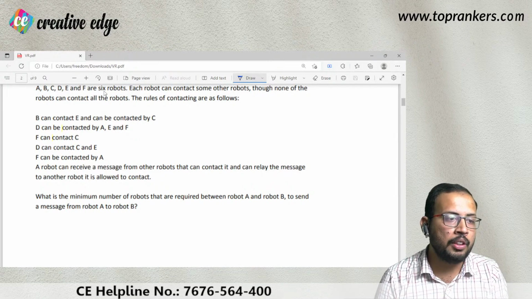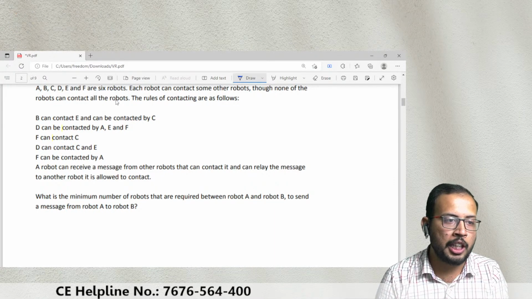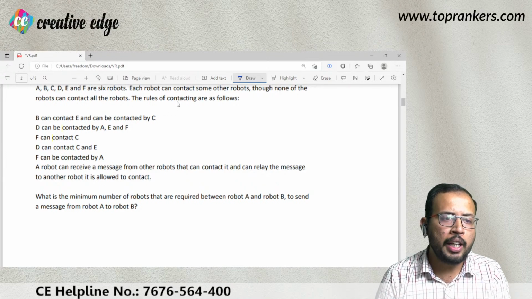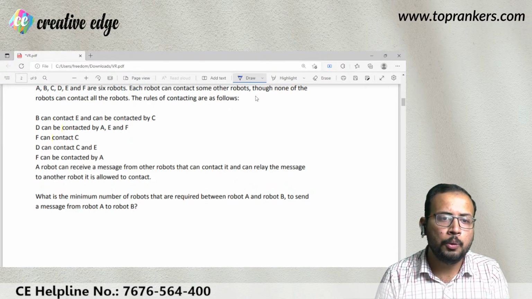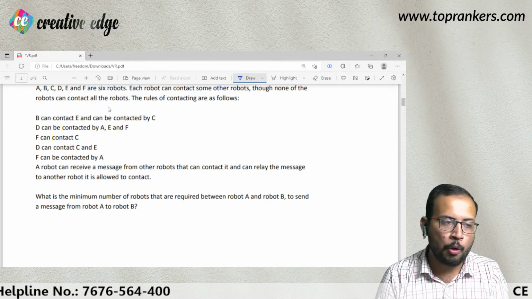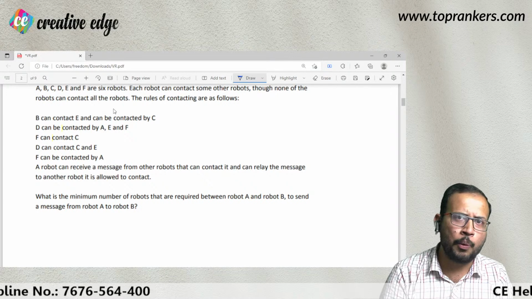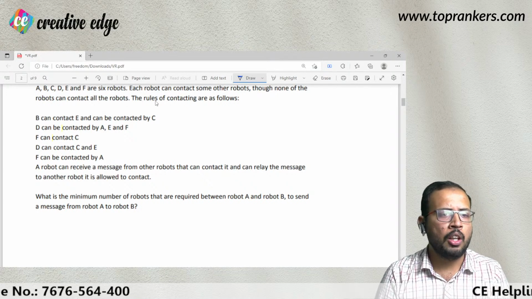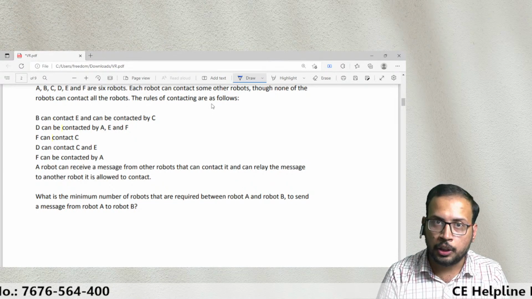So we have A, B, C, D, E and F. There are 6 robots which have been mentioned to us. Each robot can contact some other robots, though none of the robots can contact all the robots. So I hope यहाँ तक आप सभी लोगों को क्लियर हुआ होगा कि क्या बोलना चाह रहा है क्वेश्चन. The rules of contacting are as follows.